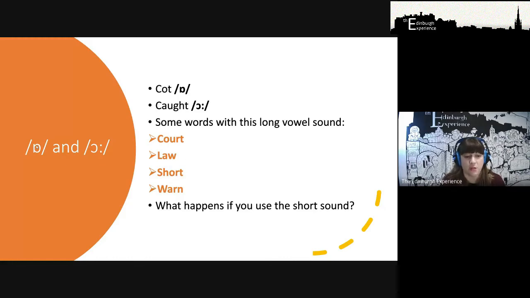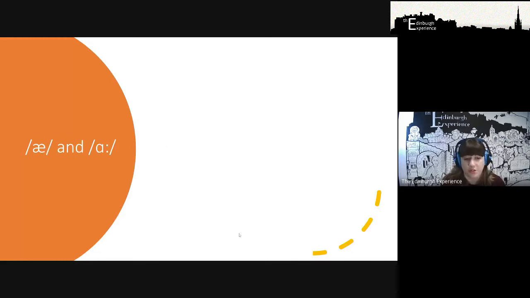Short, if I use the wrong sound, I say shot. Yeah, short, shot. Do you hear the difference in these words? And if I say, instead of saying worn, I say what? Worn, wan. Okay, they're different sounds. So it's really important to use the long vowel sound, guys, because it will affect your communication. People won't understand what you're saying.